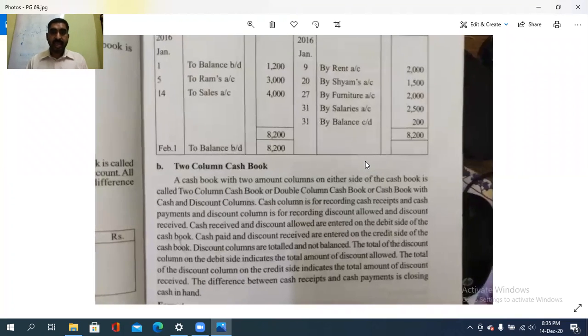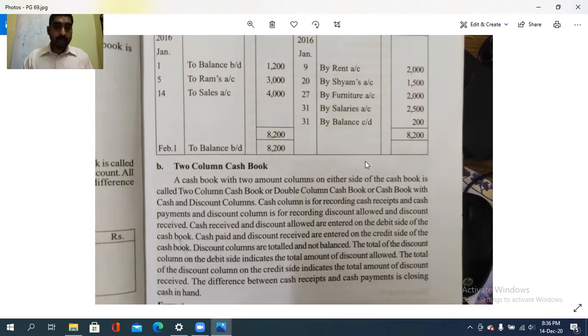This is the case with regard to a simple column or single cash book. Now the two column cash book is a cash book with two amount columns on either side of the cash book. It is called two column cash book or double column cash book or cash book with the cash and discount columns. Cash column is for recording the cash receipts and cash payments, and the discount column is for recording the discount allowed and discount received. So on both the sides, two columns each are there. That is cash received and discount allowed on the receipt side, and cash paid and discount received on the credit side or the payment side. So that is the only difference between these.